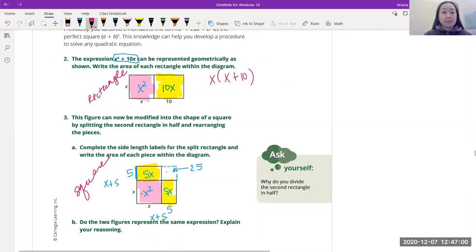So this is x plus 5 and this is also x plus 5. How do I know it was a 5? Because I knew that this inside was a 5x, right? If I know that this side is x, then this side has to be 5 because 5 times x is 5x. And if you notice, we almost have a square, but we're missing this little part here. So what would we have to add in? 5 times 5, which is 25, right? And then now we would have a square.